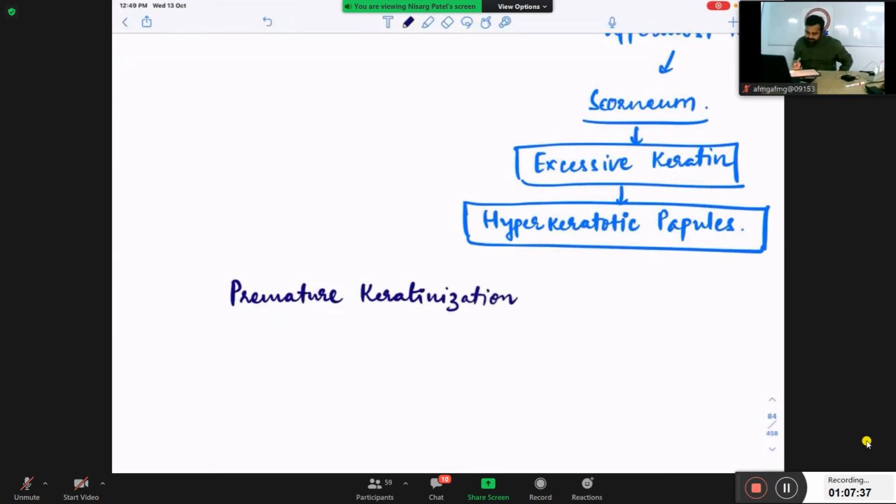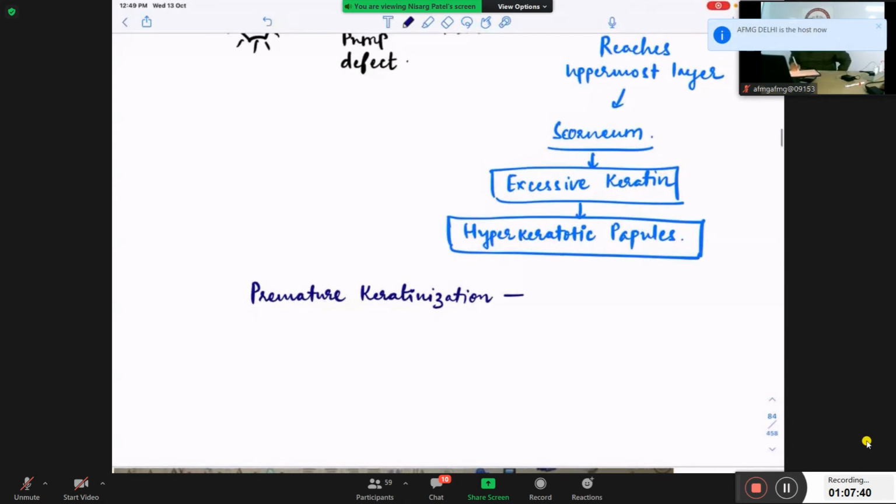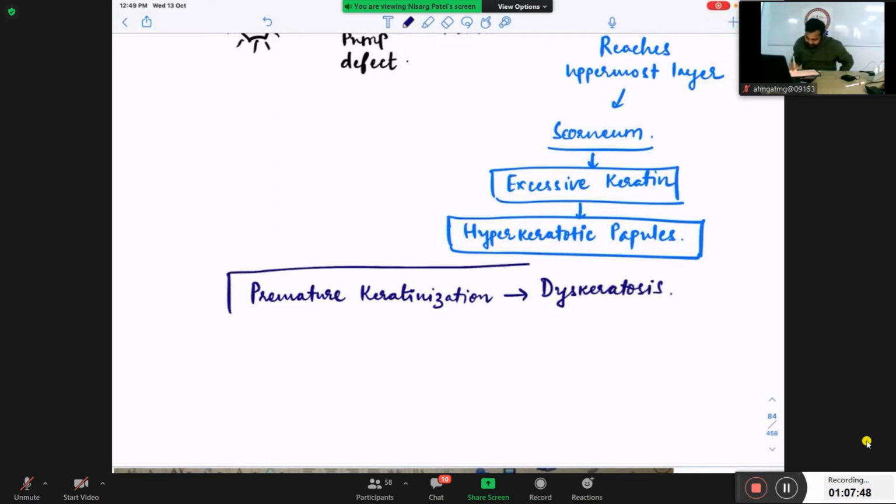This is known as premature keratinization, or in other terms, dyskeratosis. So what is the feature of Darier's disease? The dyskeratosis and the hyperkeratosis. Remember this histological feature: dyskeratosis and hyperkeratosis.